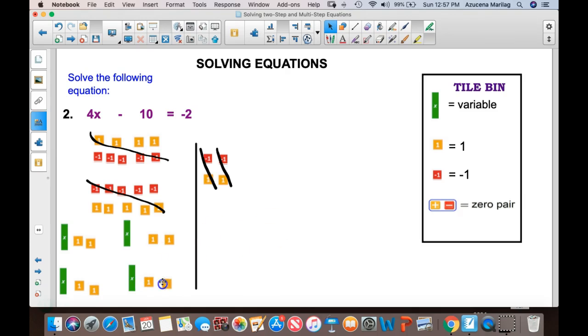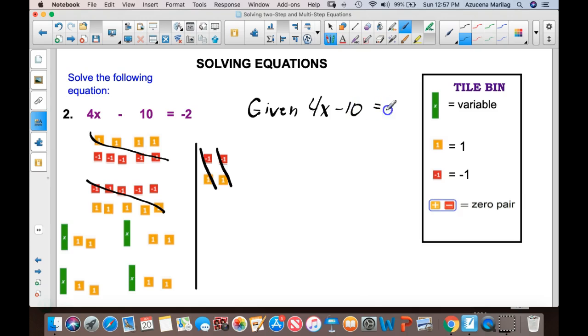Now let's show it algebraically. We're given 4x minus 10 equals negative 2. We have a minus 10 here, so we added 10 earlier. That's a plus 10 here. The same thing with the 10 yellow squares that we added. We do the same thing on the right to keep the balance of our equation. Then we eliminate this. We bring this down.